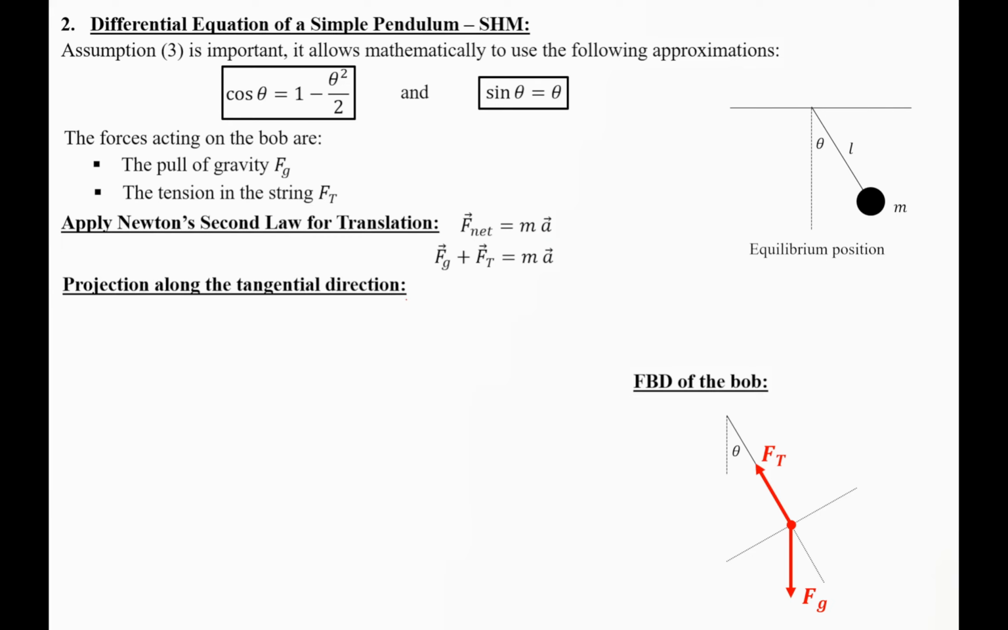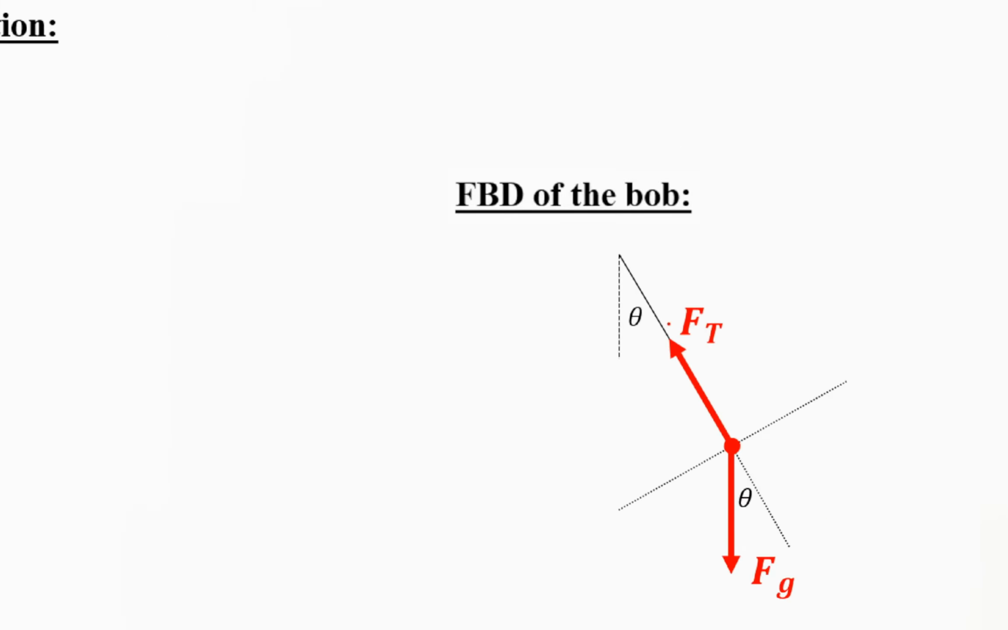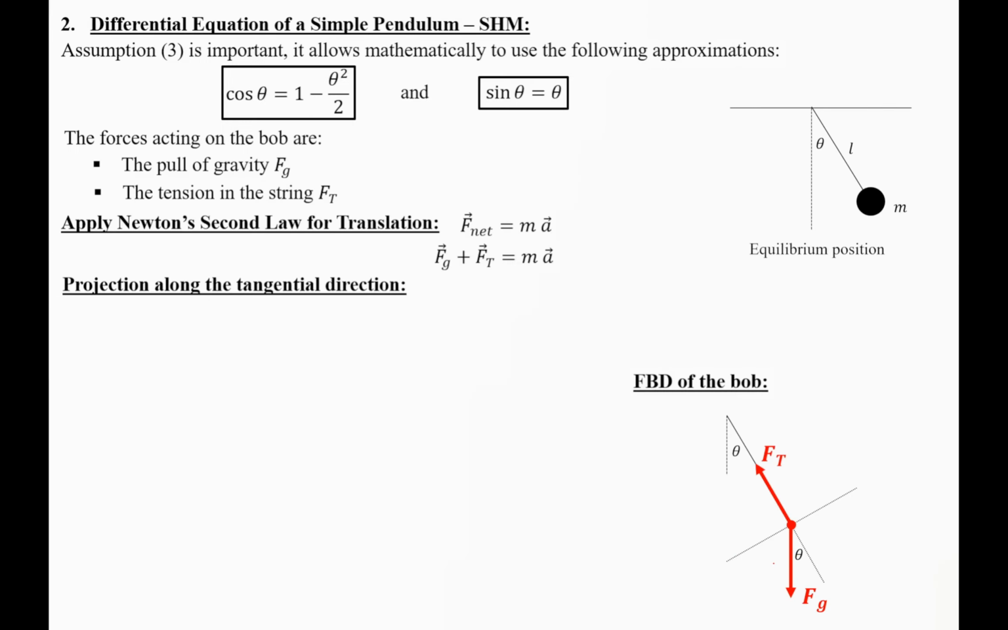Now, we're going to project along the tangential direction. This is the tangential direction, so let me specify the angles. Here, this is the string that makes an angle theta with the vertical. All of this is the direction of the string. This is another vertical because the pull of gravity acts vertically downward, and this is again the angle theta. And now we need to project the equation.